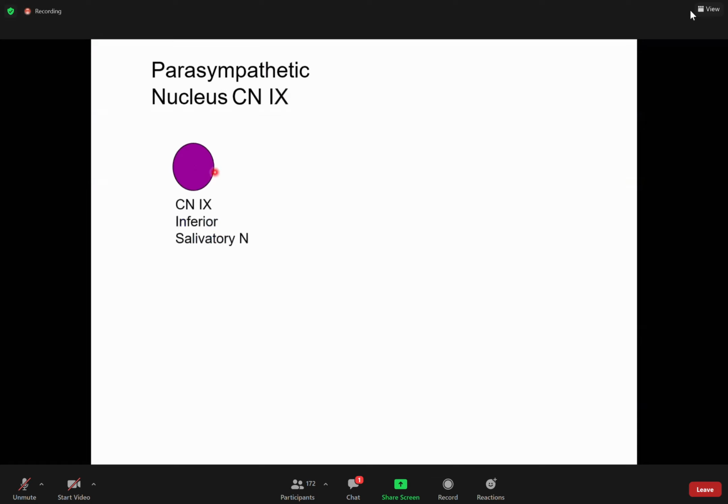Then we have the parasympathetic nucleus of the ninth cranial nerve, and that is called the inferior salivatory nucleus. This is present at the level of the medulla, and the branch, which is the tympanic nerve, is going to take the parasympathetic fibers, and over the eardrum inside the ear, there would be a plexus formed, which is called the tympanic plexus. From here, the lesser petrosal nerve will arise, which will take the preganglionic fibers to the otic ganglion, which lies just in front of the temporomandibular joint.